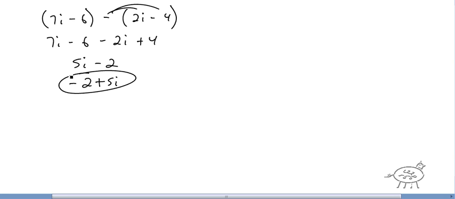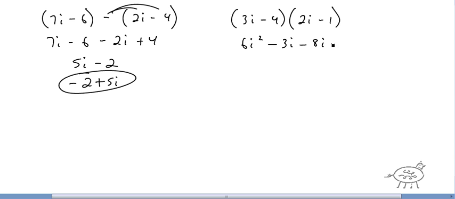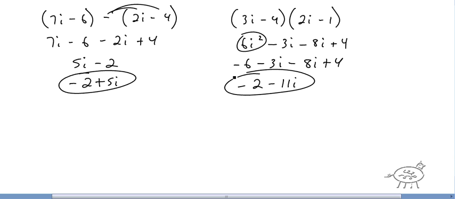Okay, so let's do a little multiplication on the side here. 3i minus 4 times 2i minus 1. So if I FOIL that, 3i times 2i is 6i squared, minus 3i, minus 8i, plus 4. Remember, i squared is negative 1, so that's negative 6 minus 3i minus 8i plus 4. So negative 6 plus 4 is negative 2, minus 11i. It's in standard form, and that's your answer.